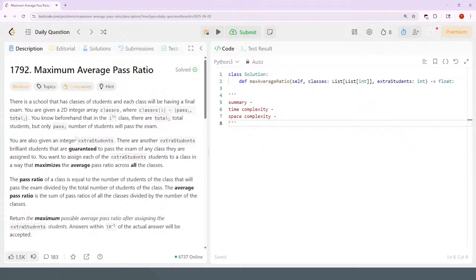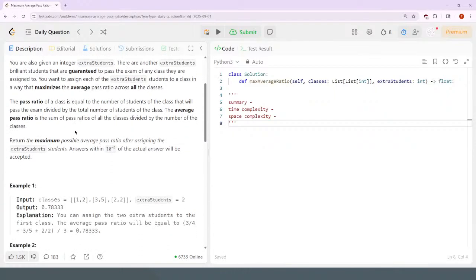You're also given an integer extraStudents. There are another extraStudents brilliant students that are guaranteed to pass the exam of any class they are assigned to. You want to assign each of the extra students to a class in a way that maximizes the average pass ratio across all the classes.